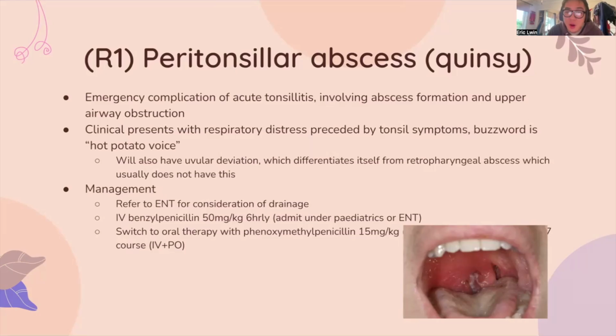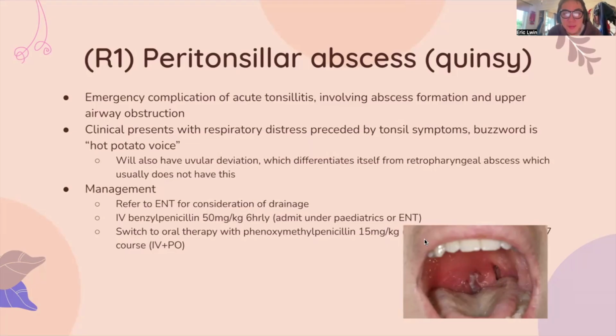The buzzword is a hot potato voice. They will also have uvular deviation, which differentiates it from retropharyngeal abscess, which does not usually have this. And I think this will be on one of the following slides. As you can see here, this is a peritonsillar abscess. Because it's next to the tonsils, it does impact the uvula, whereas a retropharyngeal abscess will be behind the tonsils, and therefore the uvula will not be displaced.